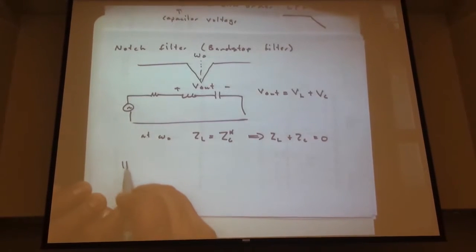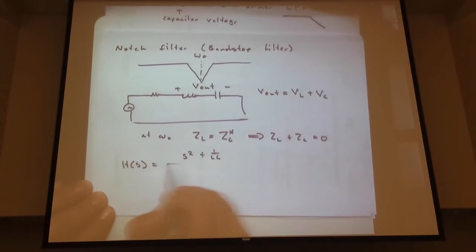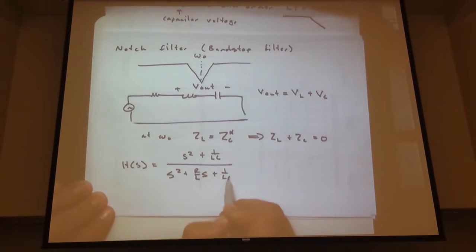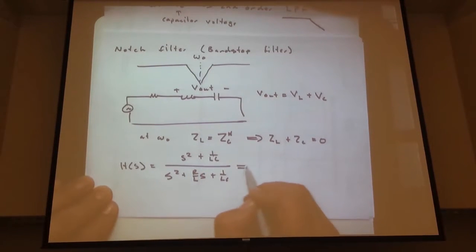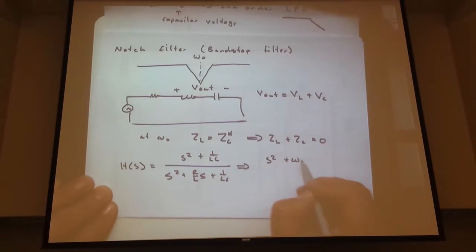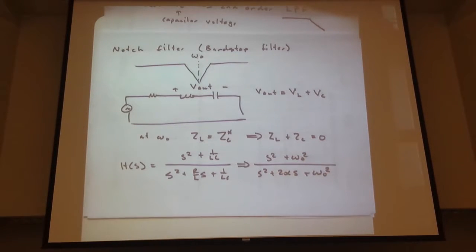And we can find that out. S squared plus 1 over LC, over S squared plus R over L S plus 1 over LC. When is this 0? Well, again, this is equivalent to S squared plus omega naught squared over S squared plus 2 alpha S plus omega naught squared. When is the numerator 0? When j omega equals j omega naught, the transfer function becomes 0, and thus we build our notch filter.